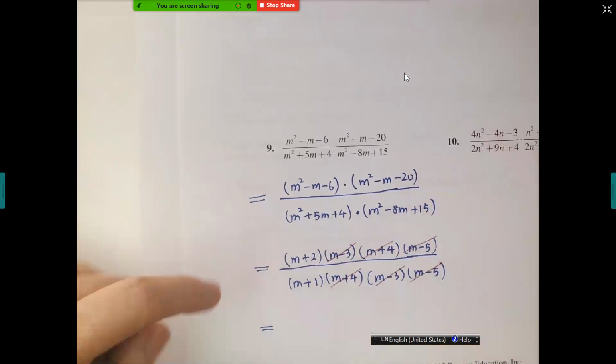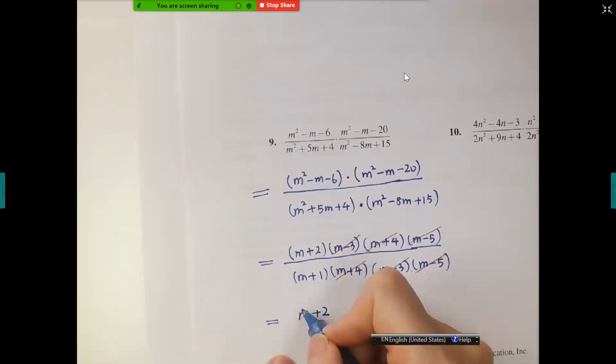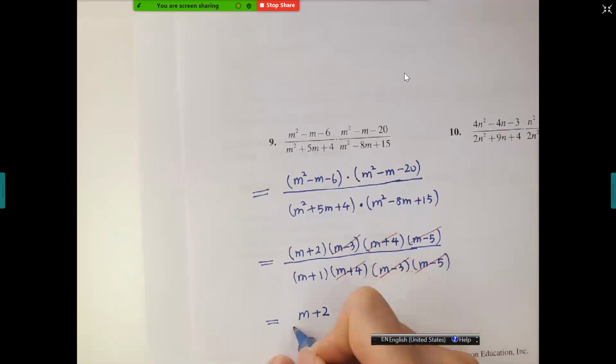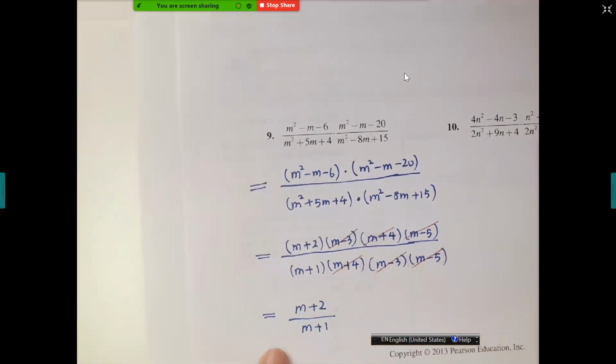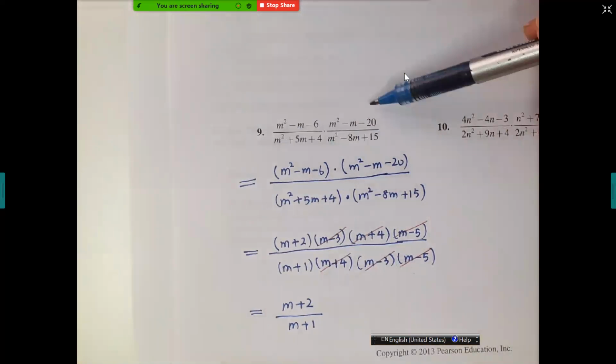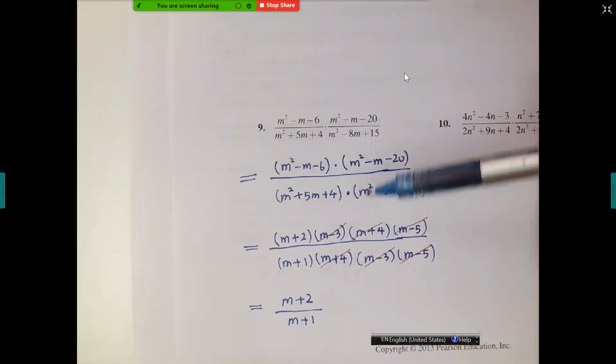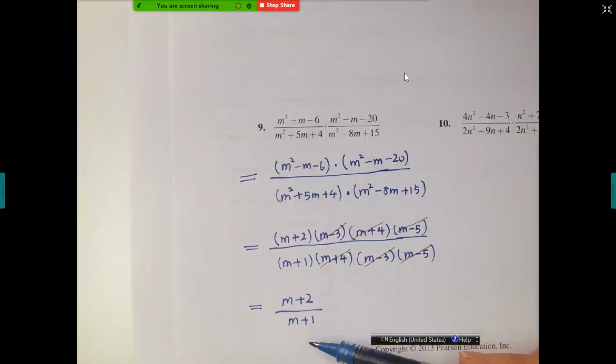What is left? m plus 2 is the only one left on the top. You do not need to keep the parentheses anymore. And on the bottom, there is only one polynomial, no parentheses. This is the final answer. See, when you are doing this problem, it's very satisfying. We start with a very complicated multiplication of rational expressions, but it will end up with such a simple expression. All done. 100% correct. Final answer.